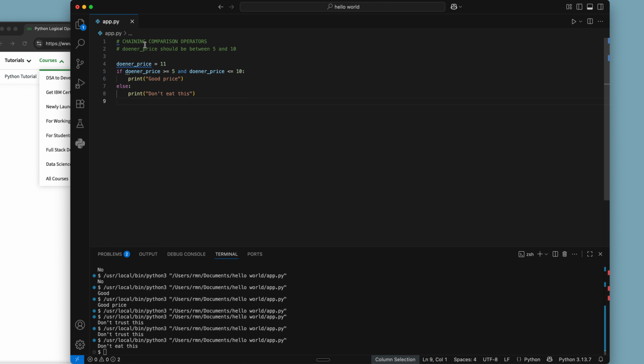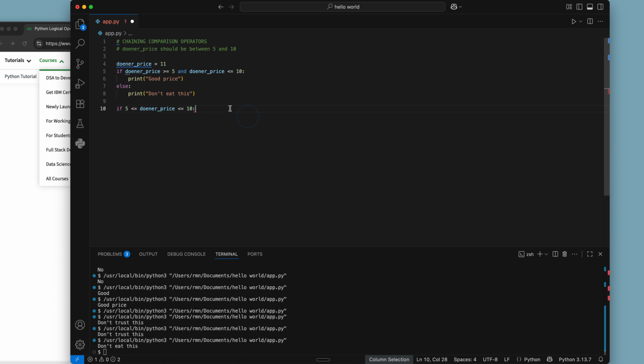Okay, now this is the usual way of writing it, but if you chain comparison operators, then there's another way to write this, which is if 5 is less than or equal to Döner price and less than or equal to 10, colon.